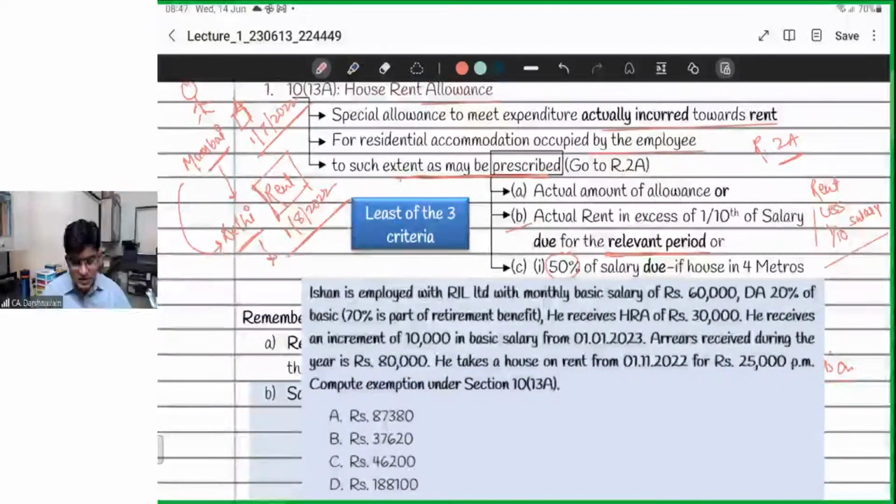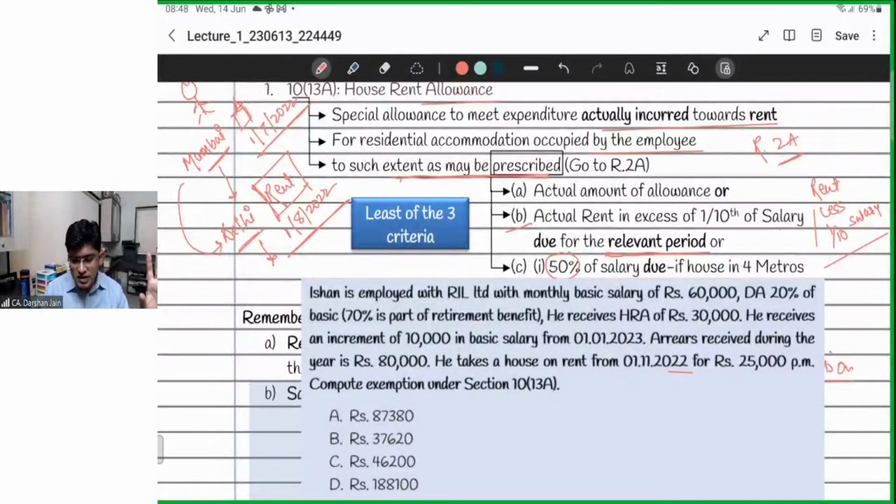Okay, I've got a few answers. See, understand, HRA is received on a month-on-month basis usually. Like in this case, Ishan is getting 30,000 rupees of HRA per month. So in other words, he's got 3,60,000 rupees of HRA. However, my house has been taken on rent only from 1st of November 22. So my relevant period for the purposes of exemption could only be from 1st of November 22. So November, December, January, February, and March, 5 months.